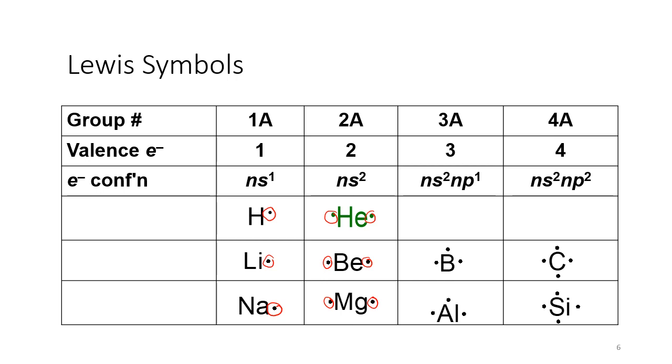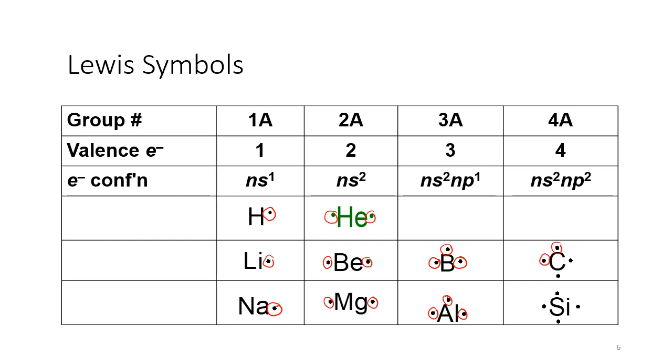Group 3A follows the electron configuration ns2 np1. Everyone in group 3A has 3 valence electrons, so its Lewis symbol is going to be its element symbol surrounded by 3 dots to represent those 3 valence electrons. Boron has 3 valence electrons. Aluminum has 3 valence electrons. In group 4A, all the elements are going to have 4 valence electrons. Their general electron configuration is ns2 np2.